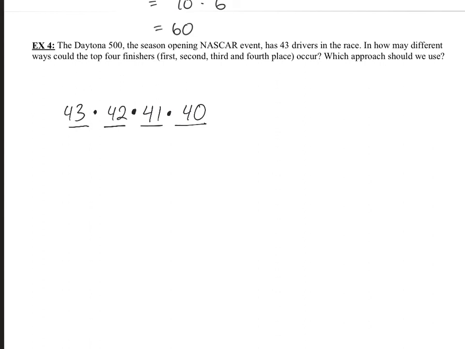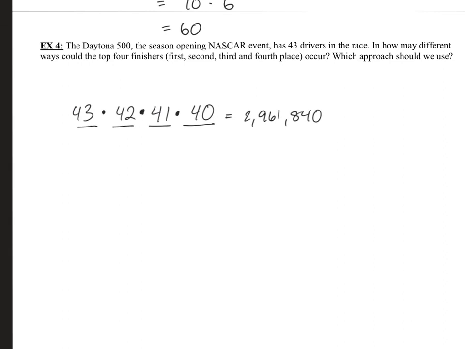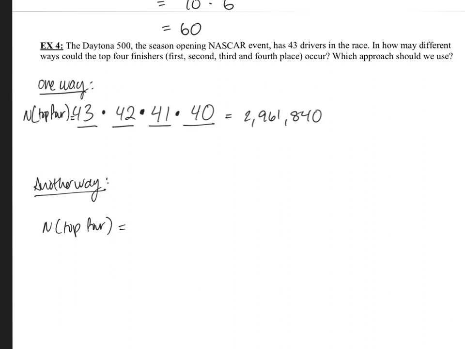Alright, so multiplying this out, we'll get 2,961,840. And then we can label this with n being the top 4. But this is just one way we can view it. Another way we could view this problem would be as a permutation. We could say for the top 4, we have 43 and we want to pick from it 4, and order does matter, which is why we'd be using a permutation, not a combination, because order would matter in this problem.